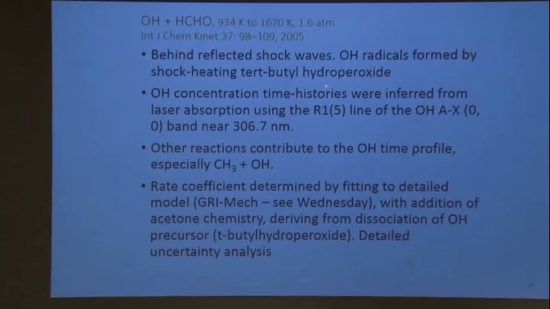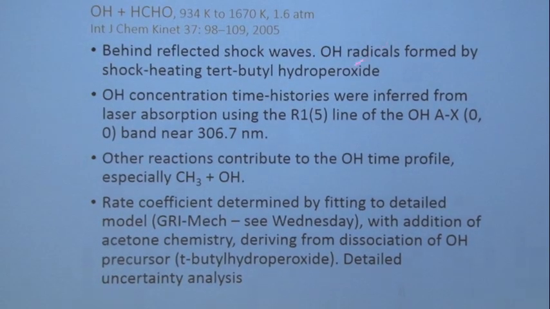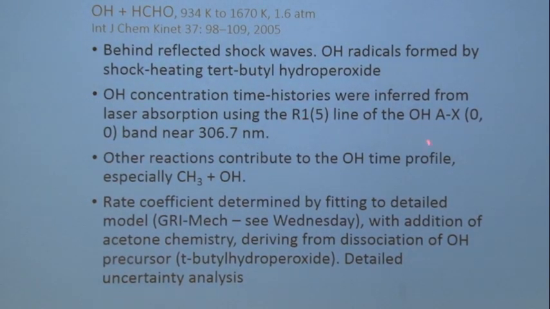This is another one where, the way the experiment worked, they started with tert-butyl hydroperoxide. If you heat it up, it makes OH radicals plus two butoxy radicals. They measured the OH by using this particular line of the OH electronic transition at 306.7 nanometers.